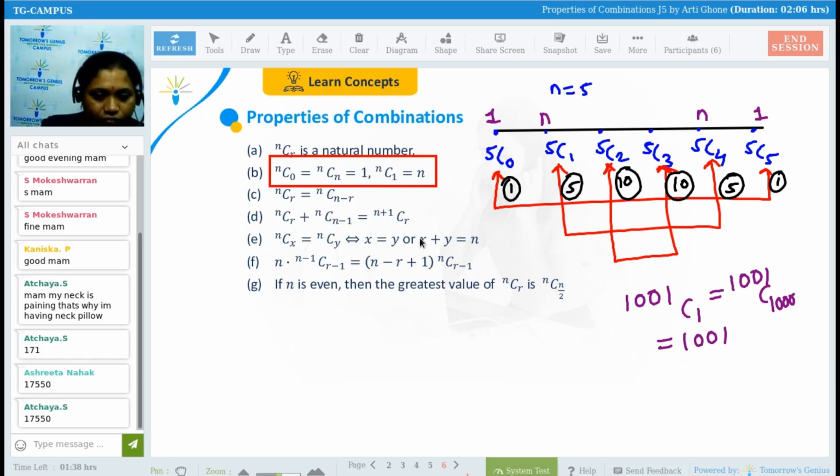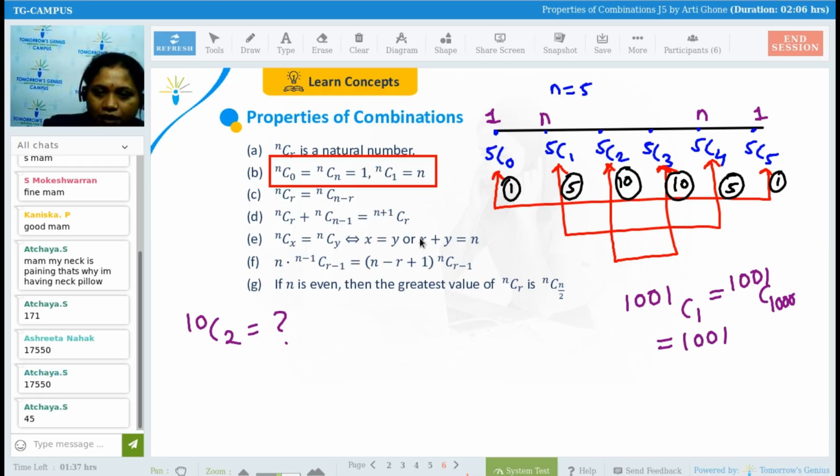Okay? Up to ABC property, is there any doubt? First and extremes are equal. That is clear. So tell me quickly, 10C2 will be equal to what? A quick question for you, not required more than that. 10C2 is equal to what? Quickly, by unmuting also you can tell the answer.